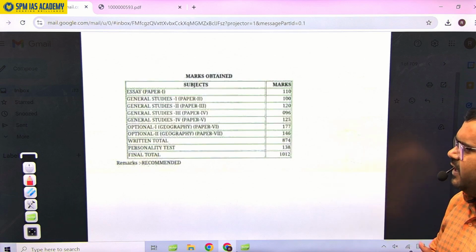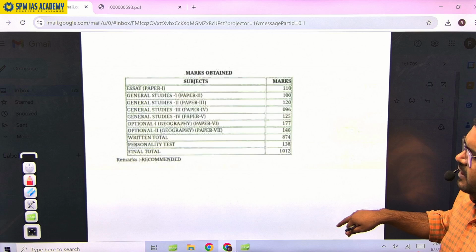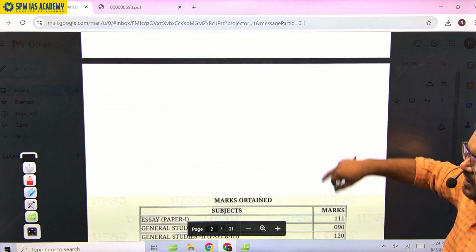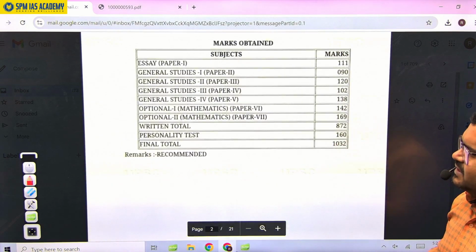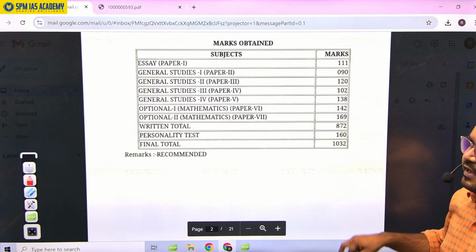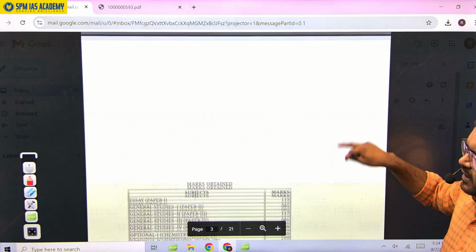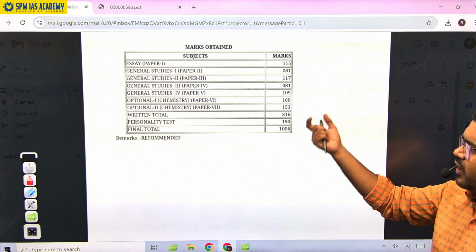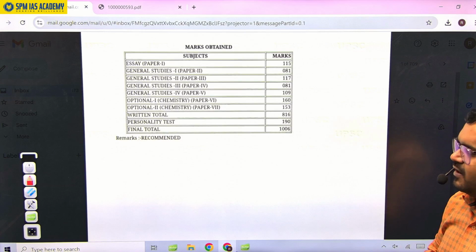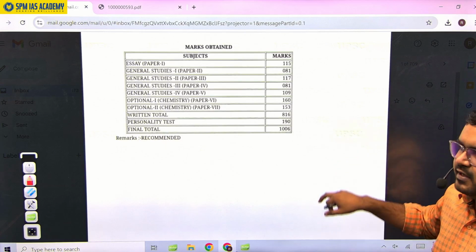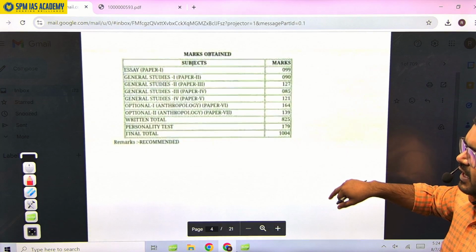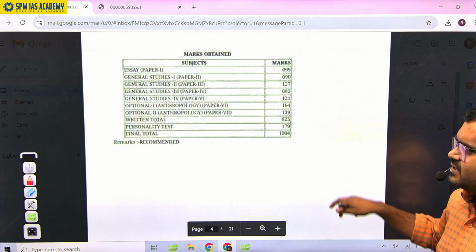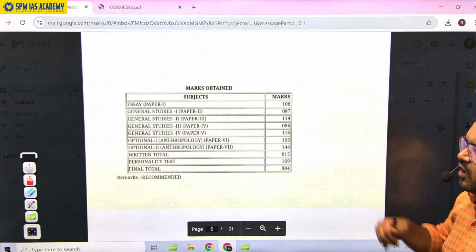In case of geography, we will see that the marking is also good. This is again for 2023, right? Similarly, you will also see in case of mathematics, 142, 169. That means no matter whatever optional you choose, even science based options like chemistry, the scoring is somewhere around 160 and 153, right? This is a very good score. Similarly for all the other optionals. Let's talk about anthropology, 164 and 139. So students, especially the recommended ones, have got good marks.